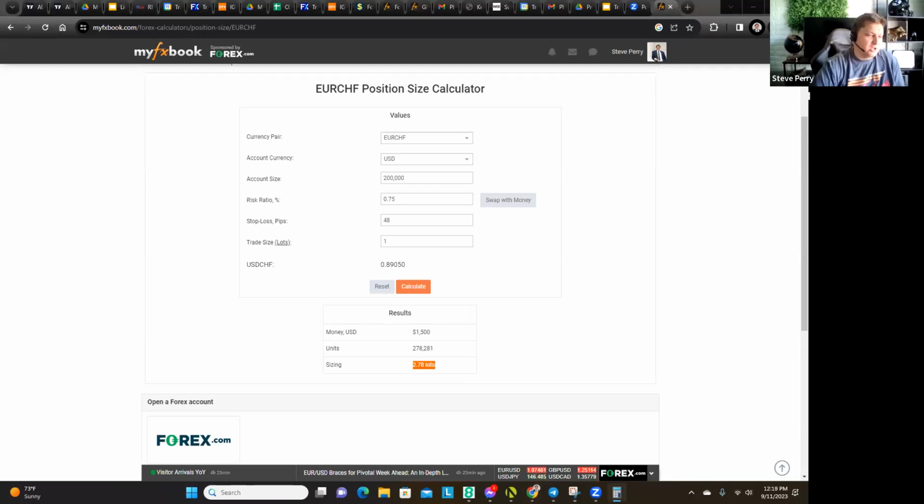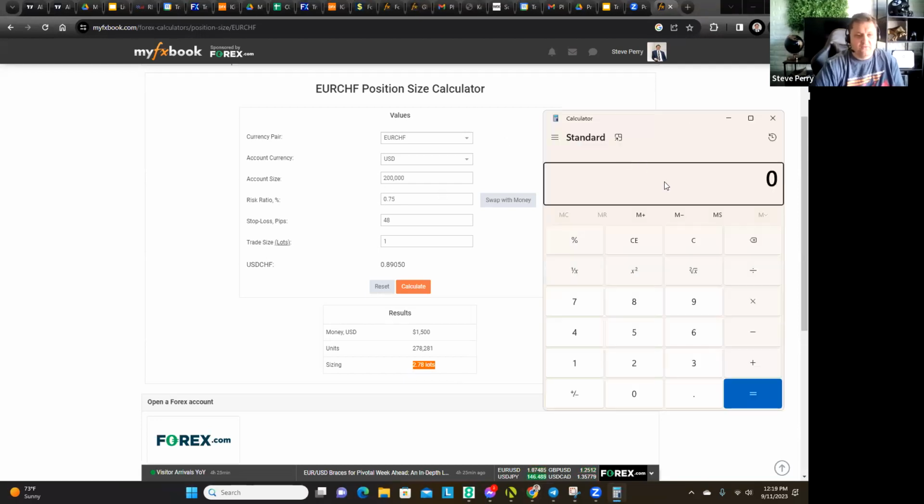If I have a 200K account and I'm risking 0.75% per trade, it's just 0.75 times 6 trades. I'm risking 4.5% a week max. So in a week's time, I could never lose more than 4.5%, but in theory, I could lose 4.5%. That's something I just want to make sure everybody's aware of.